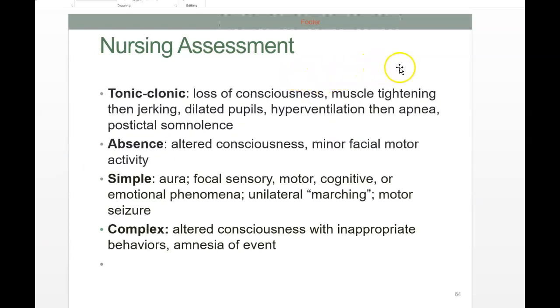Nursing assessment during these different types of seizure. Tonic-clonic, you will see loss of consciousness, muscle tightening, then jerking, dilated pupils, hyperventilation, then apnea, and in the post-ictal phase, they will be somnolent. Absence seizure, altered consciousness, minor facial motor activity is what the nurse will see as you're assessing it. A simple seizure, they might have an aura, focal sensory, motor, cognitive or emotional phenomena, unilateral marching motor seizures. For complex seizures, we might see altered consciousness with inappropriate behaviors, and they will have amnesia of the event.